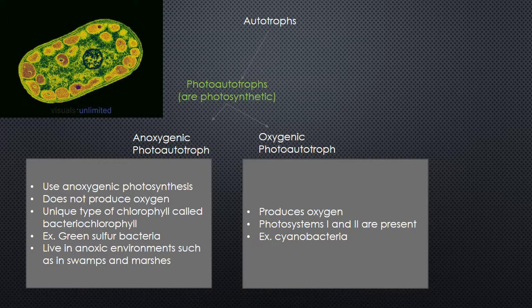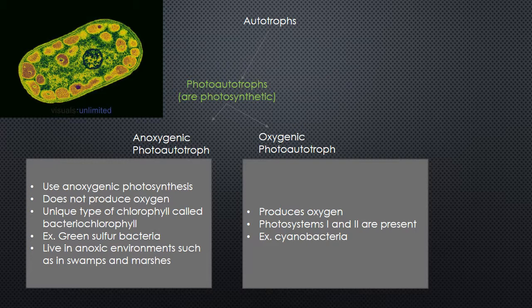Okay, so let's look specifically at our autotrophs, and in particular our photoautotrophs. Remember, we said there were two different categories in that, the anoxygenic and the oxygenic. And just like you would expect, the anoxygenic use anoxic photosynthesis, so no oxygen present. It does not produce oxygen because that would kill itself. And they have a specific type of chlorophyll called bacteriochlorophyll, and they usually live in swamps or marshes. You know, that stinky smell that would come from these bacteria, such as green sulfur bacteria.